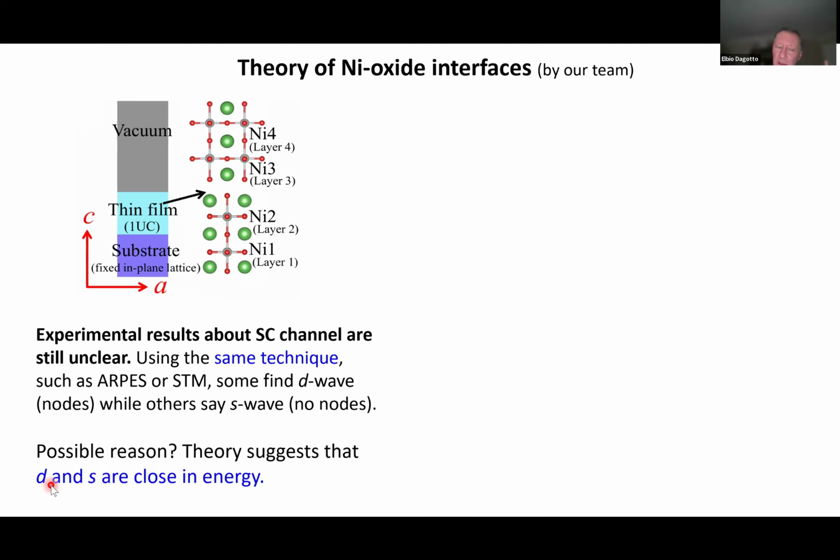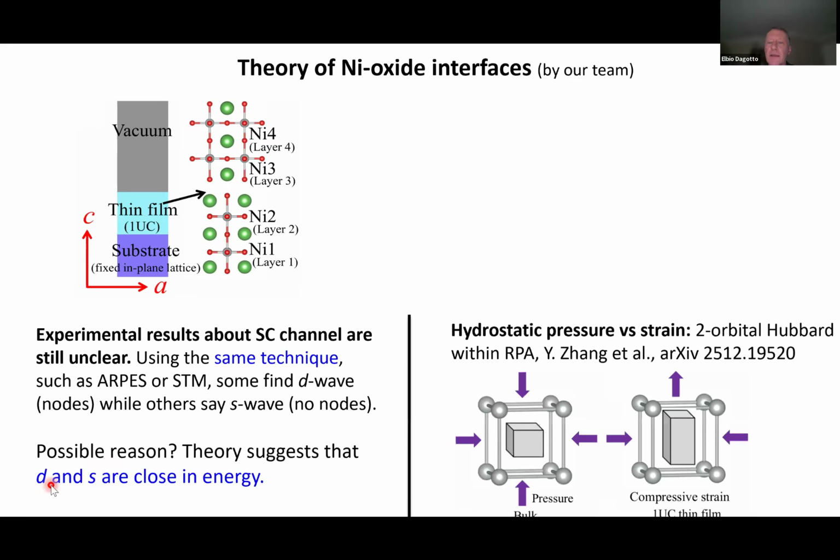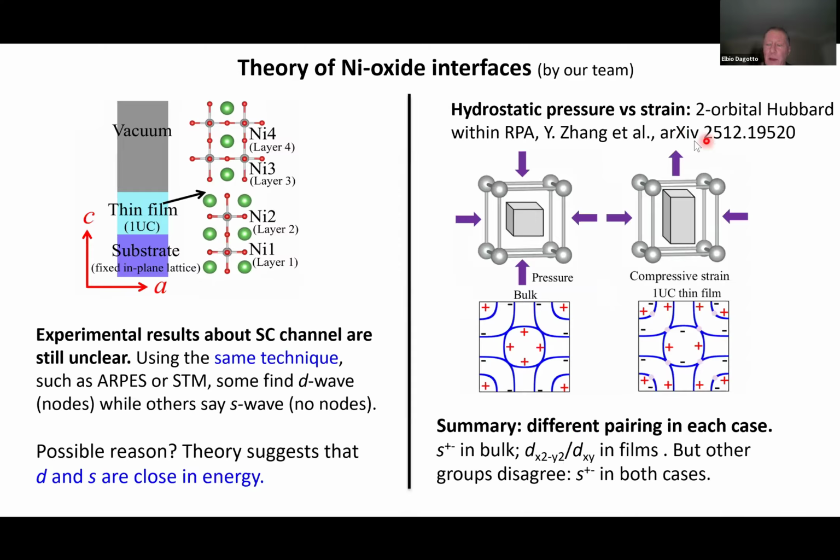Even within the D, there is some disagreement. It can be x squared minus y squared, or it can be xy. So it's evolving. So I will tell you what we found. When I say this is work by our team, I'm talking about a preprint that was placed on the arXiv in December, and now we are going through the standard carousel of referees.